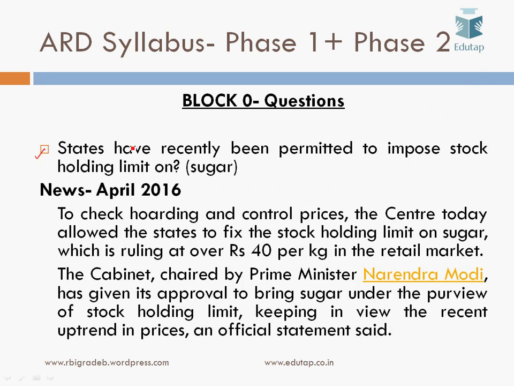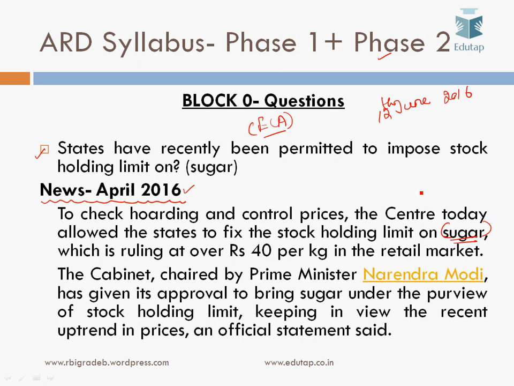So the first question was that states have recently been permitted to impose stock holding limit on. Under the Essential Commodities Act, there is an act called the Essential Commodities Act. So this question is based on a news item that was in the newspaper in April 2016. Now this examination, phase 2 ESI plus ARD, was held in June 2016, 12th June. So there was a news item in the newspaper for the month of April that to check hoarding and control prices, the center today allowed the states to fix the stock holding limit on sugar, which is ruling at over rupees 40 per kg in the retail market.